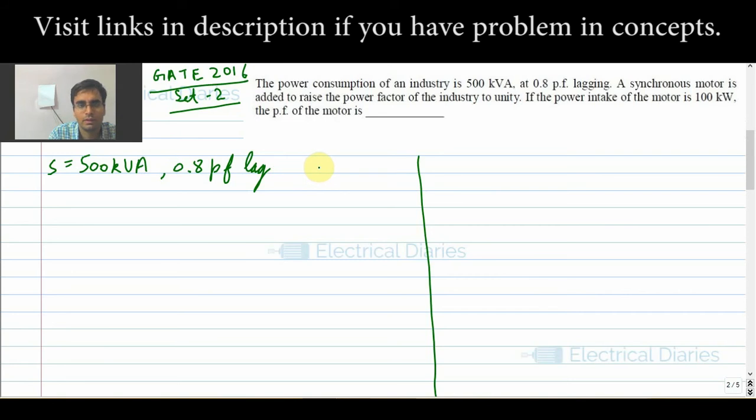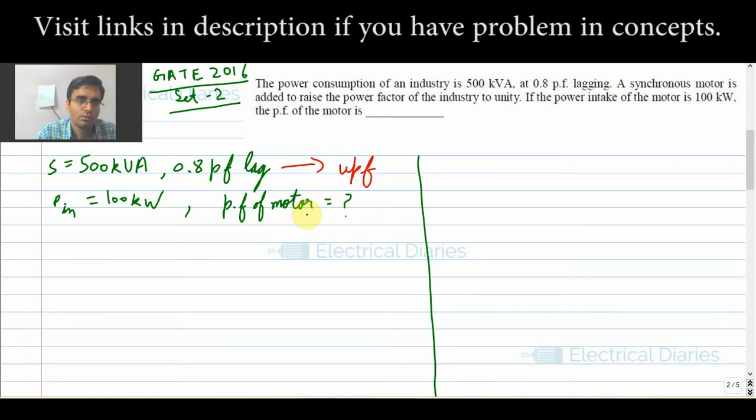A synchronous motor is added to raise the power factor of the industry to unity. So this power factor is raised to UPF. If the power intake of the motor, Pin, is 100 kilowatt, he is asking to find the power factor of the motor. The power factor of the motor you have to find out.